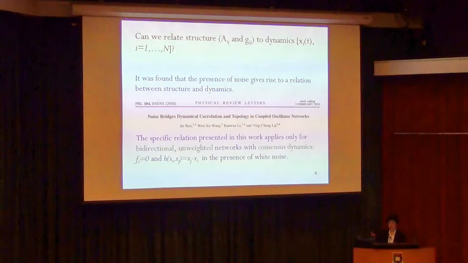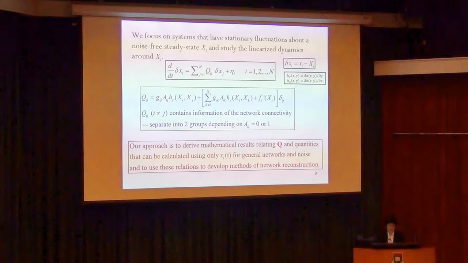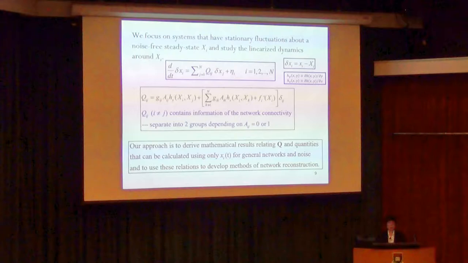But they only do it for a very simple case, so-called bidirectional, meaning the aij is symmetric and also unweighted. The g is just a constant, and for a very special kind of dynamics, so-called consensus dynamics. So we're going to do a more general work, and we start with the problem I just set up, but then we focus on a particular class of systems.